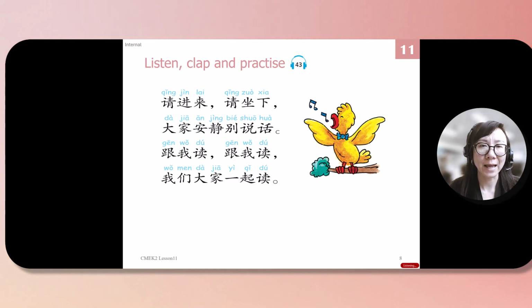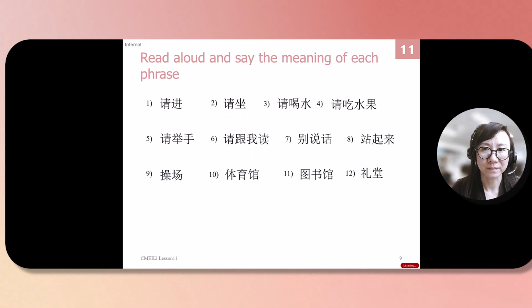We can listen, clap, and practice. 请进来，请坐下，大家安静，别说话。跟我读，跟我读，我们大家一起读。Now let's say that again. 请进来，请坐下，大家安静，别说话。跟我读，跟我读，我们大家一起读。Now let's have a look at this exercise.